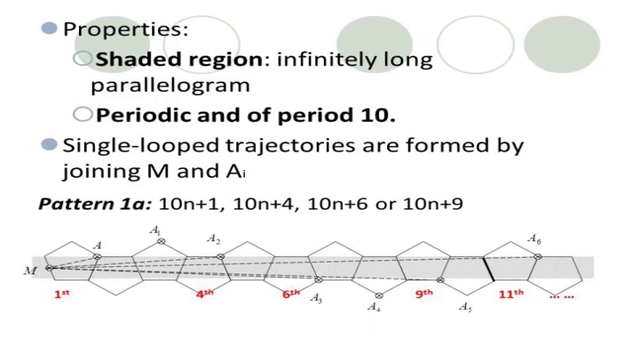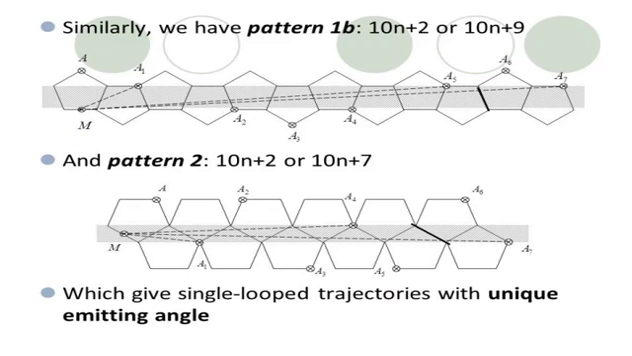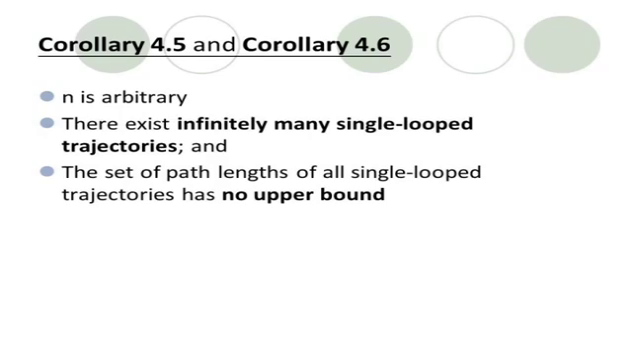So single loop trajectories in pattern 1A plane development must be of 10n plus 1, 10n plus 4, 10n plus 6, or 10n plus 9 pentagons, where n is a non-negative integer. Similarly, we introduce pattern 1B and pattern 2, and we can find the corresponding single loop trajectories in these patterns. We can put n into the formal position, and the corresponding trajectory will be easily found.